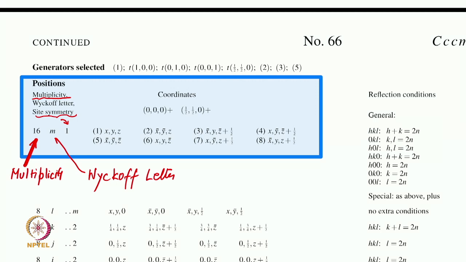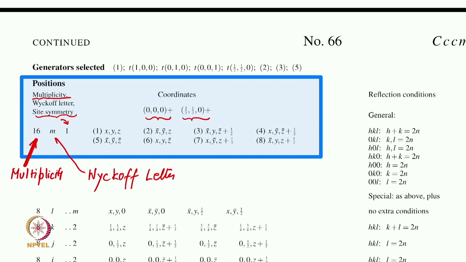The ones given here are for the 0 0 0 plus set, and when we add the half half 0 plus set, which is given here, we get 8 more coordinates. The coordinates as given are for 0 0 0 plus, and we can add half half 0 to them, and these 16 coordinates are what is meant by multiplicity 16. They give us the general position. They are all symmetry equivalent positions. There is some symmetry operation of the space group which maps one of them to the other.